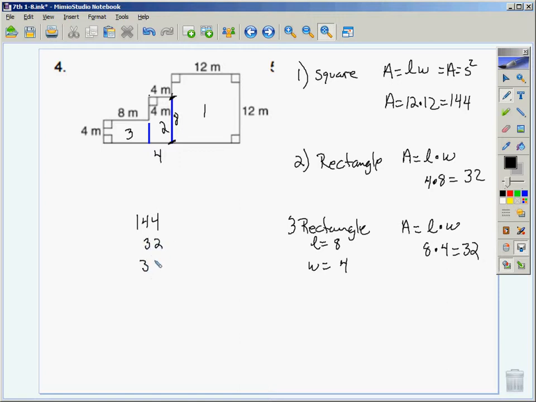32, 32. 4 and 2 is 6. 2 more is 8. 4 and 3 is 7. 3 more is 10. 208 meters squared.